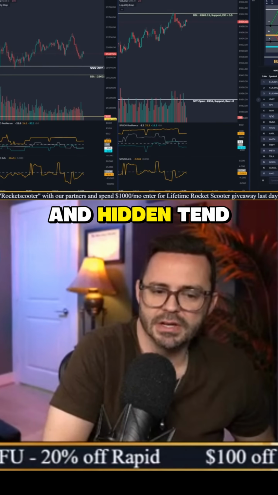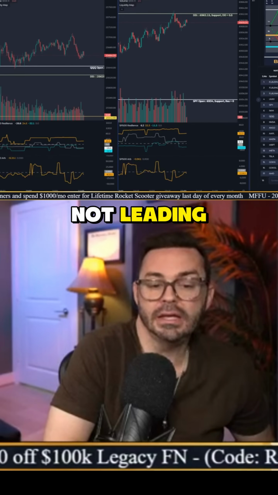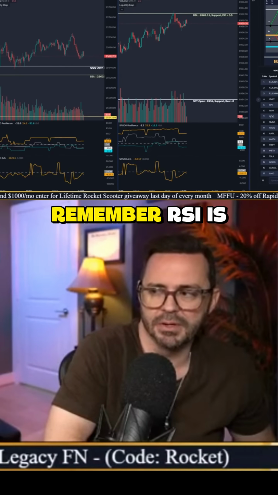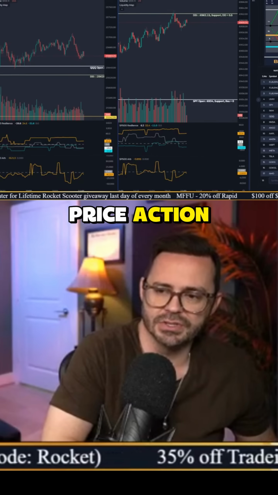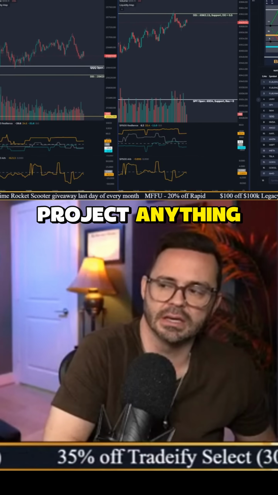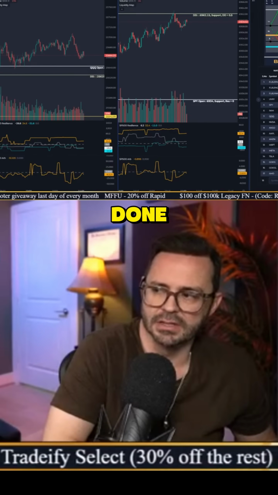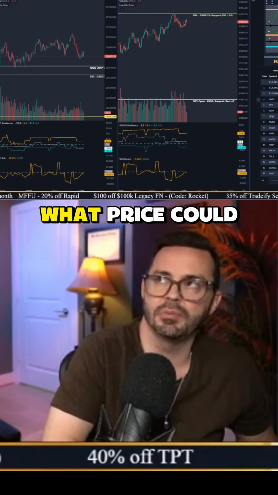RSI, regular divergence, and hidden tend to be leading. Now, they're still not leading. RSI is not a leading indicator though. Remember, RSI is based on historic price action, so it doesn't actually project anything other than what price has previously done. A leading indicator would be something that's guessing what price could be.